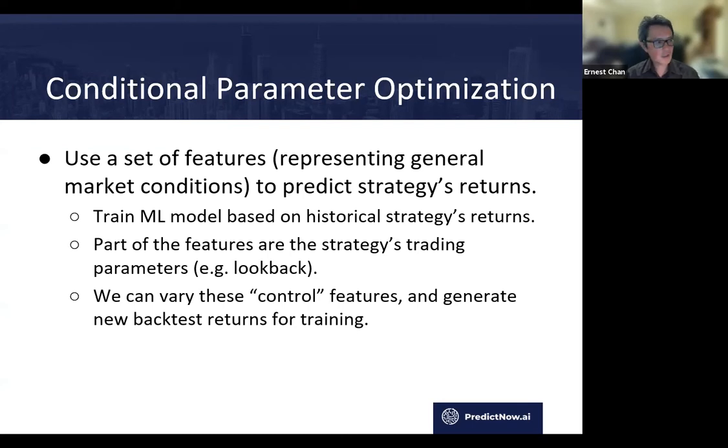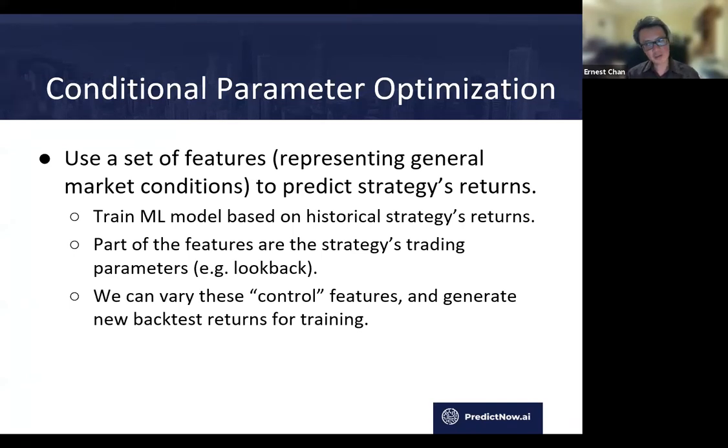We have written and talked about a lot of good feature selection techniques that you can reference. If you go to our website, PredictNow.ai, you will find papers and talks on feature selection, but let's assume that's done. So use as big a group of features as possible that represent all aspects of the market that might affect your strategy return.